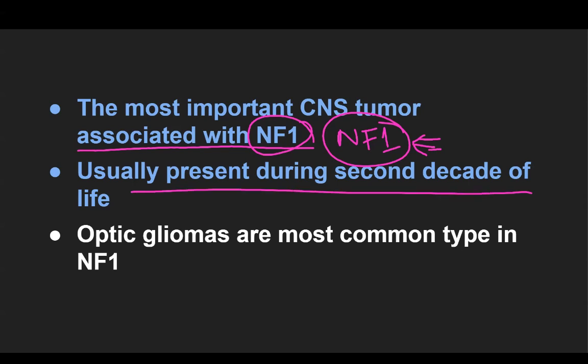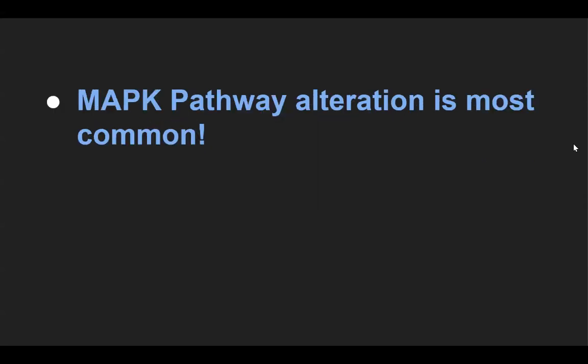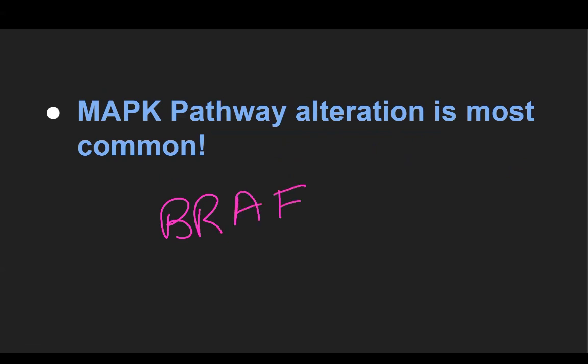So, as I mentioned, they usually present during the second decade of life, but they can also occur in adult life. Optic gliomas are the most common type in NF1. Let me change the slide. Okay, when we come to the molecular pathway, MAPK pathway alteration is most common, and in them we have BRAF mutations and some fusions. If you remember this, good enough. If you don't remember this, that's okay. BRAF mutation is one of the most common MAPK pathway alterations. BRAF is a part of the MAPK pathway.